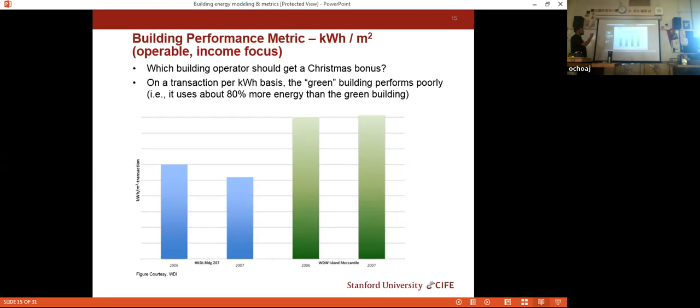There it is. The green building performs poorly. The green building has doors, whereas the non-green building does not. I think I got lost in these pictures a little bit. Luckily, I heard the presentation.